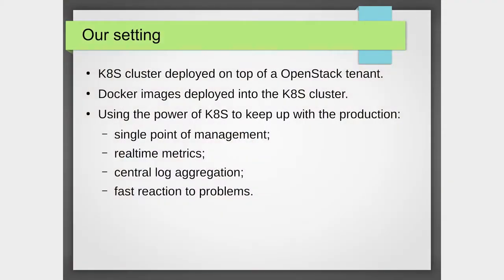Okay, so our setting. Again, I said we met in Kubernetes in between. So what we've done is very, very easy. We created the virtual machines that were needed for the Kubernetes cluster to work. We configured the nodes of the cluster. And then we deployed Docker images on top of Kubernetes, and using the power of Kubernetes, we can keep up with production, which means that we have a single point of management, all metrics in real time, central log aggregation, and in general, if you get a problem, you can react fast to it.